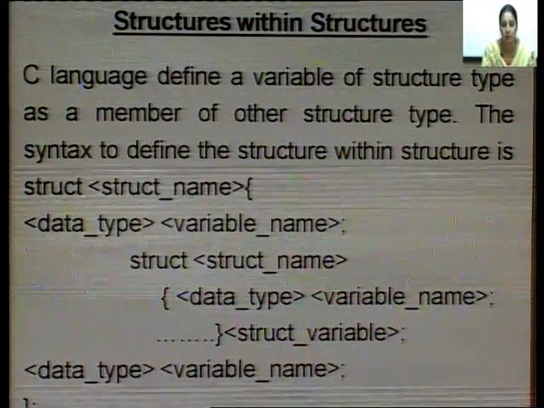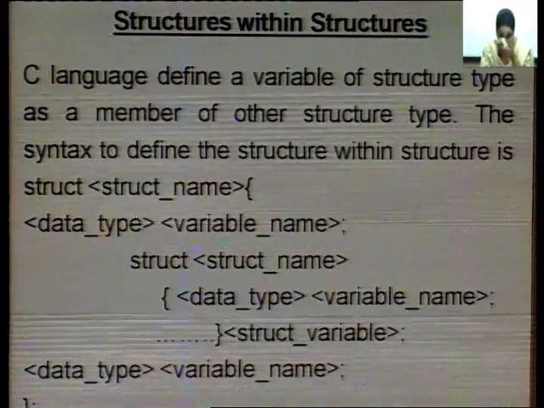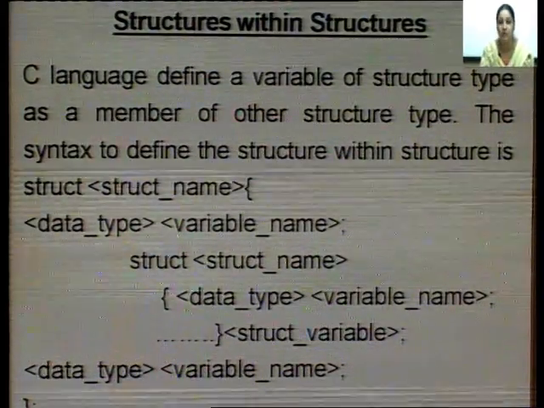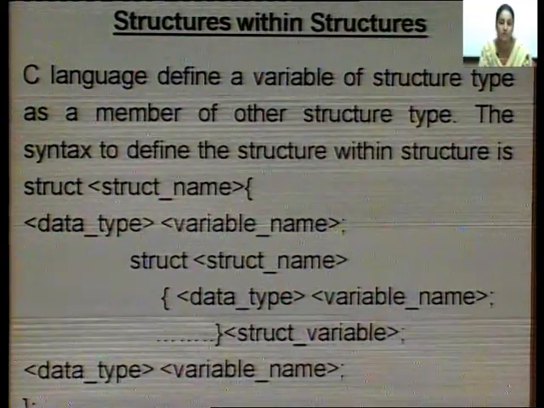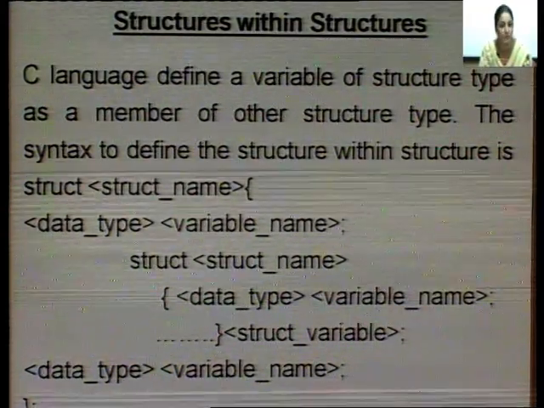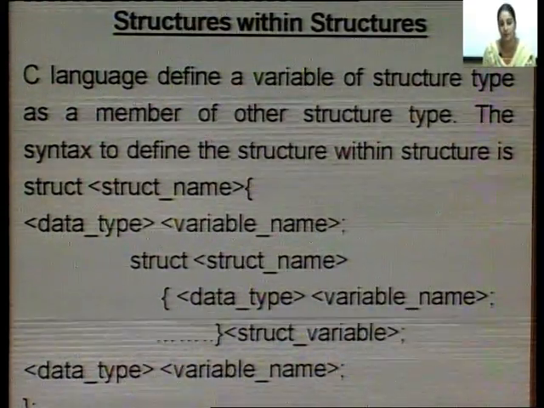data type, variable name. After that, the structure you want to give, then its structure name, data type, variable name, then the structure variable for the second structure, then data type, variable name again, semicolon, then it's enclosed by the end bracket and the semicolon.